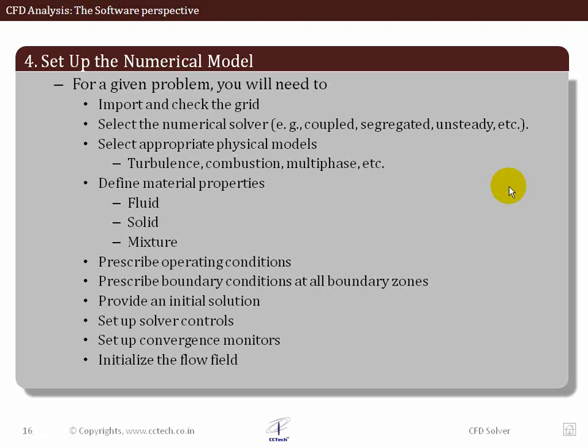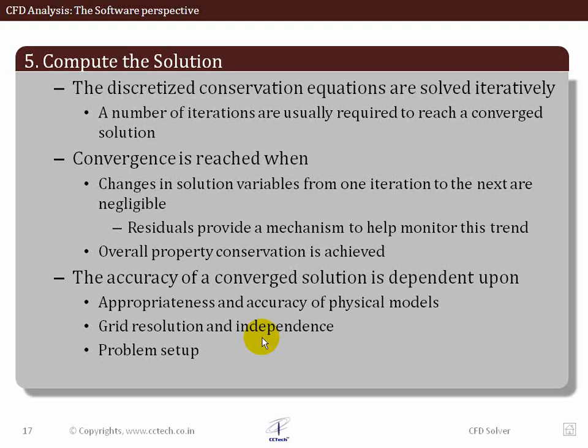Once the meshing has been done, we start setting up the problem. We try to check the mesh whether everything is fine. We start defining the physics in terms of turbulence model, combustion, multiphase, or other kinds of models. We try to define the material properties. We set up the operating and the boundary conditions, and after initializing the problem and having the appropriate solver controls, we start solving the problem, and we have convergence monitors to help us gauge whether the solution is going in the right direction.